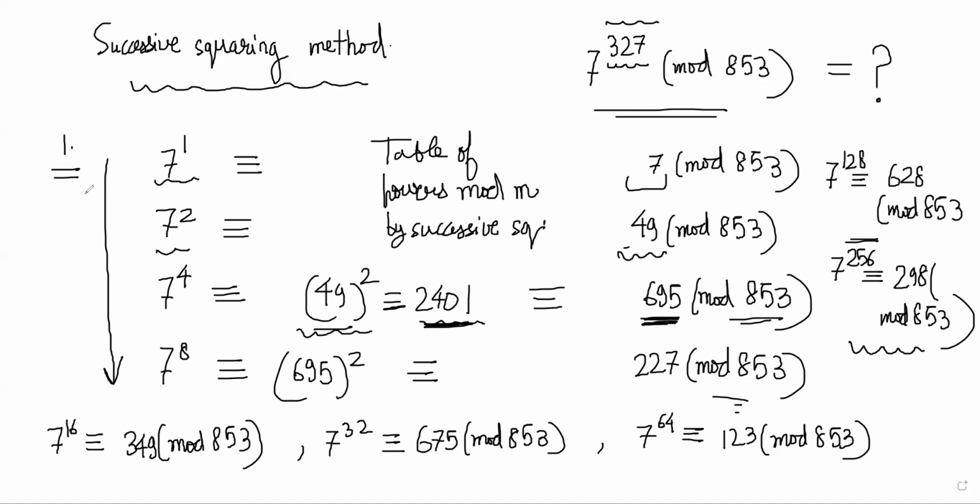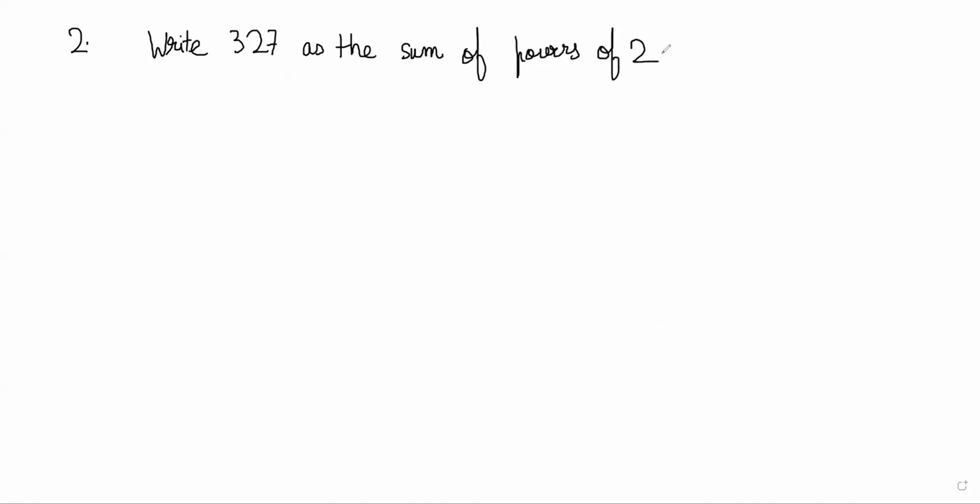We have our values of the powers of 7 mod m, right? Now what is the second step? The second step is to look at the power that we have. We have to write 327 as the sum of powers of 2. Okay. So what is this?